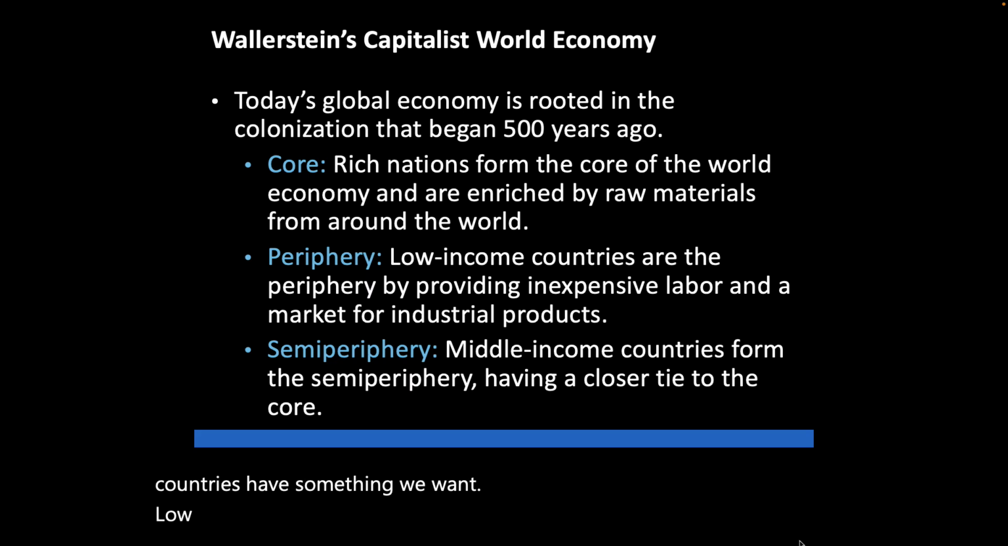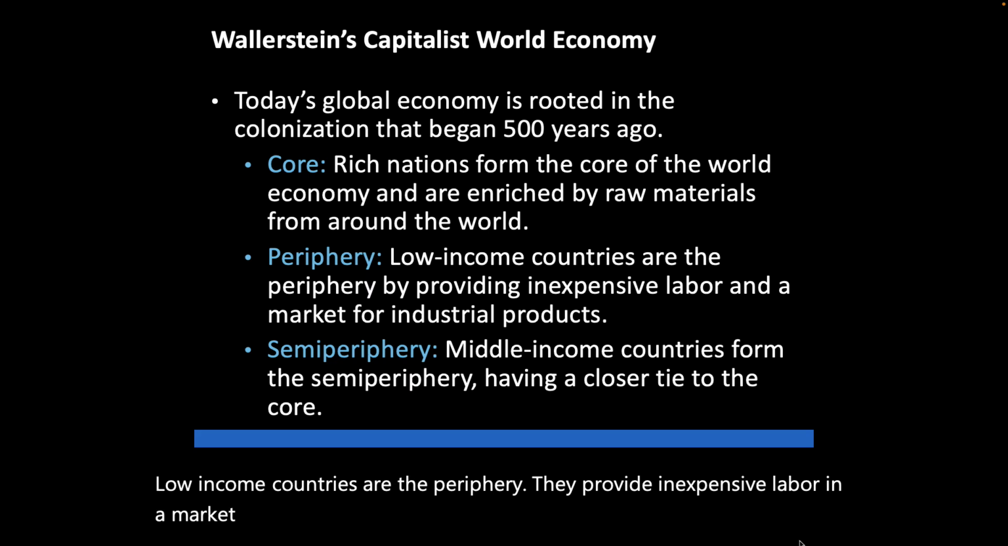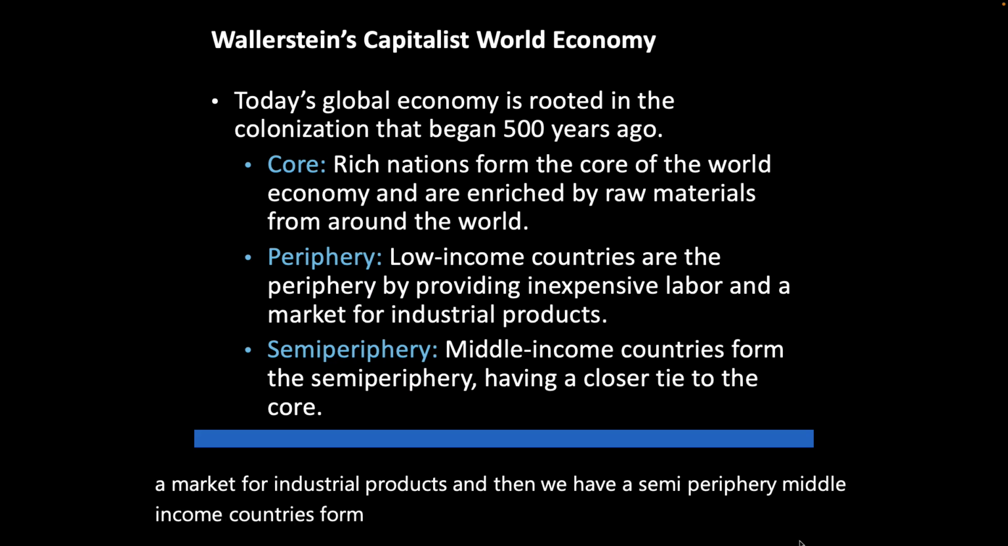Low-income countries are the periphery. They provide inexpensive labor and a market for industrial products. And then we have a semi-periphery. Middle-income countries form that semi-periphery, and they have a closer tie to the core.